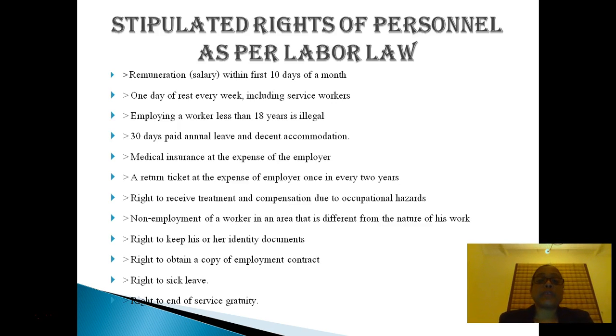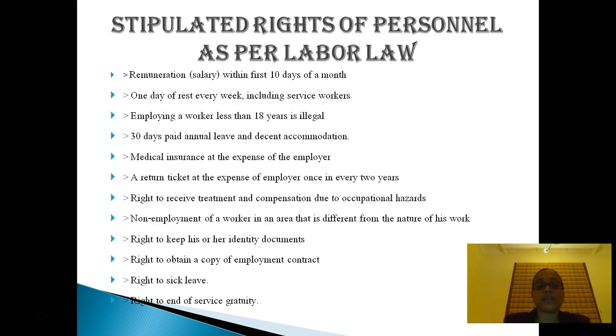Stipulated rights of personnel as per labor law. Remuneration salary should be paid within the first 10 days of a month. An employee should have 1 day of rest every week, including service workers. Employing a worker less than 18 years of age is illegal. You should have 30 days paid annual leave and decent accommodation. You should be entitled to medical insurance, and this should be at the expense of the employer.